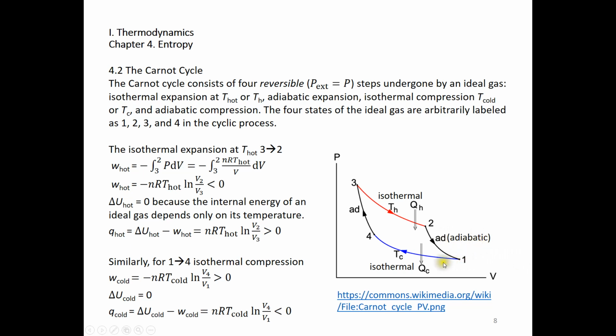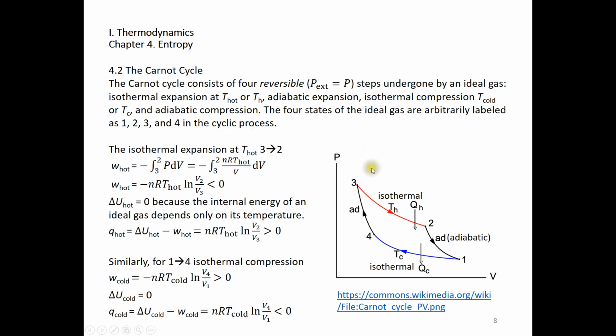And then we go from 1 to 4. It's isothermal compression because volume decreases. And in this compression, temperature is again held constant, but this temperature T sub C is different from T sub H. T sub C stands for T cold, lower than T hot. Finally, we go from 4 to 3. It's adiabatic compression. We get back to this original state. So we can go from this state 3 and then 3 to 2, 1, 4, 3.